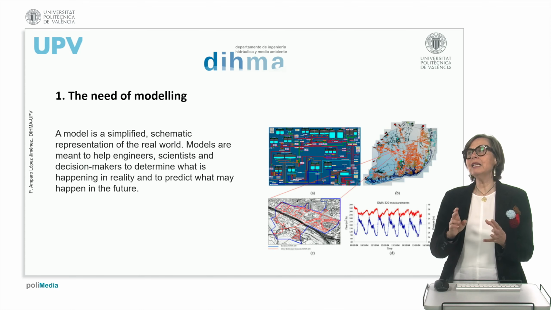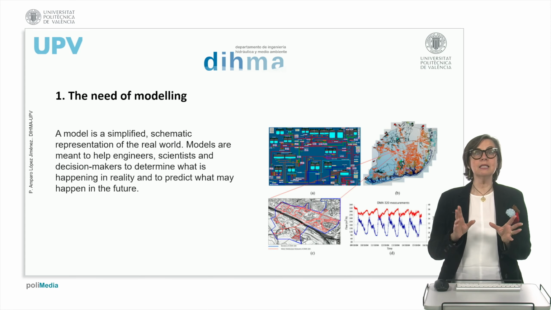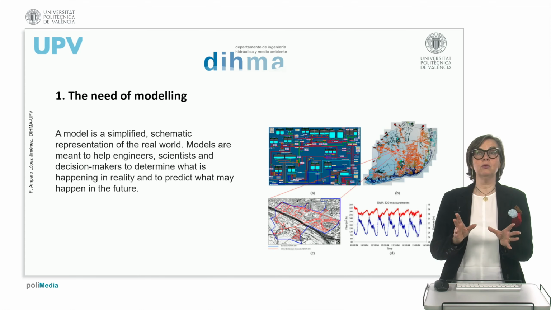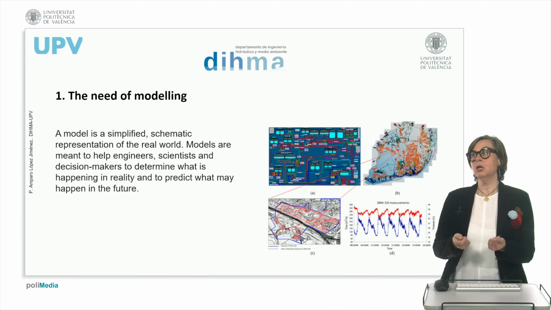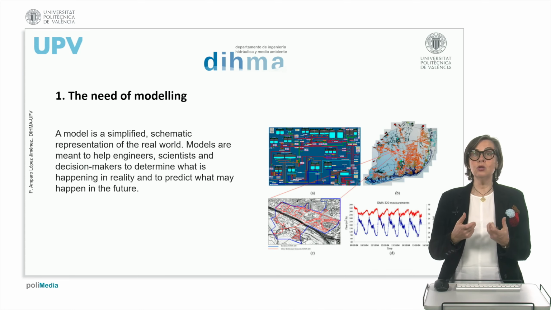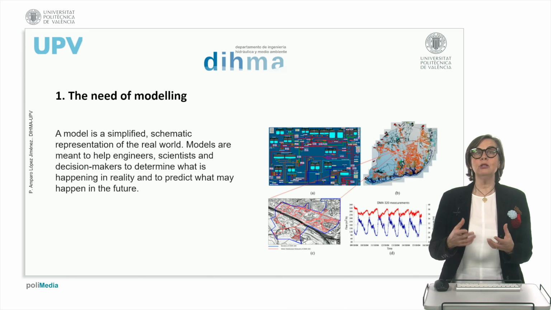So the model is a simplified schematic representation of the real world. When we simplify and make a scheme, we have to take decisions to understand what's happening. So models are used to help engineers, scientists, and decision makers to determine what's happening in many things and to predict what will happen in the future.